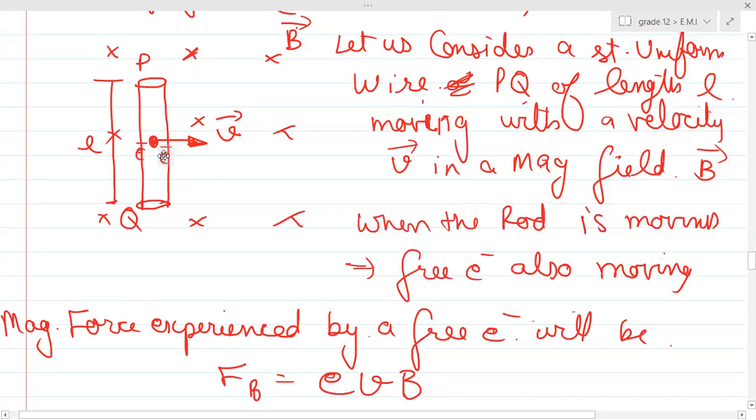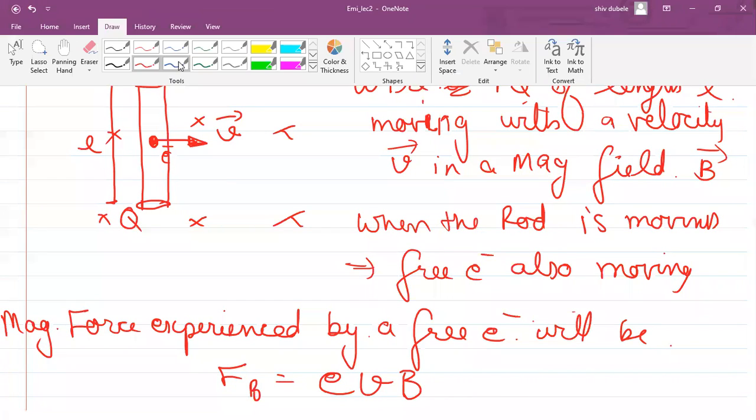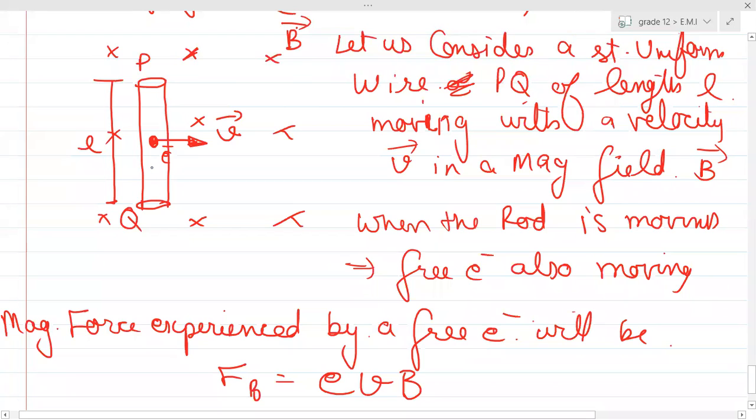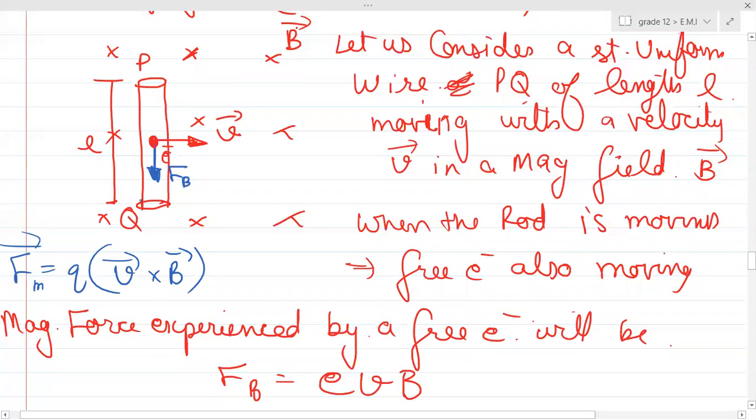Now after this, guys, please can anyone tell me what will be the direction of the force? V cross B. Can you see V cross B is pointing upwards? Do you remember? But since it's an electron, the force acting on it will be in the opposite direction of V cross B, right? So this will be the magnetic force. Yes or no?